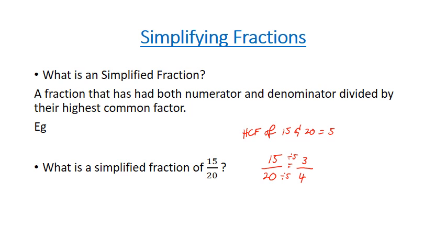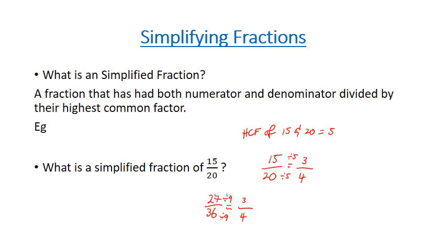and that's going to give me a simplified fraction of 3 over 4. Another example, let's say we've got 27 over 36. Now the highest common factor of 27 and 36 is actually 9. So I'm going to divide by 9 on both sides, and that's going to give me 3 over 4. So you can see that the simplified fractions of 15 over 20 and 27 over 36 both equal 3 over 4.